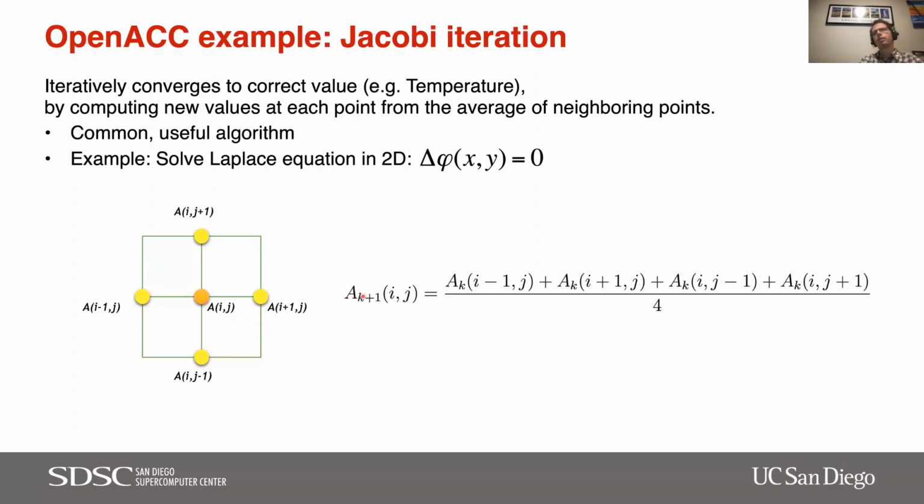The iteration here is an index k. So for our next iteration at step k plus 1, we want to compute the value, which is basically an average of the neighboring values. You see we need to look at the neighboring elements to the left, to the right, to the top, and to the bottom, and then just divide those by 4. So that's what the algorithm does, right?